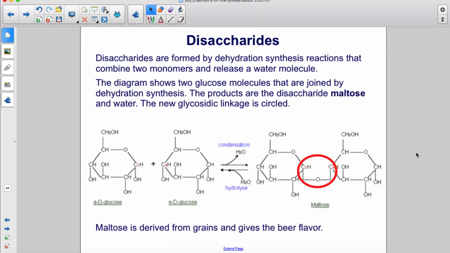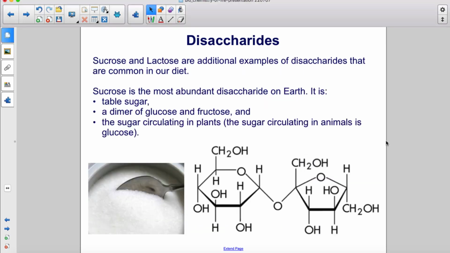The bonds that hold monosaccharides together are called glycosidic linkages, circled in red, and have the pattern carbon-oxygen-carbon. Disaccharides are formed by dehydration synthesis reactions that combine 2 monomers and release a water molecule. The diagram shows 2 glucose molecules that are joined by dehydration synthesis. The products are the disaccharide, maltose, and water. The new glycosidic linkage is circled. Maltose is derived from grains and gives the beer flavor.